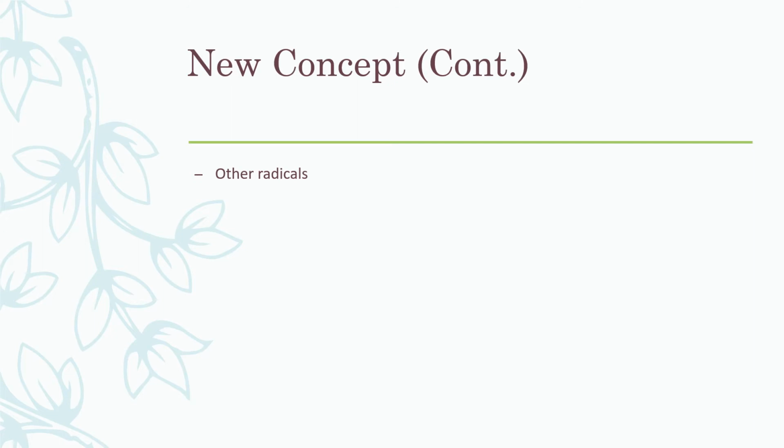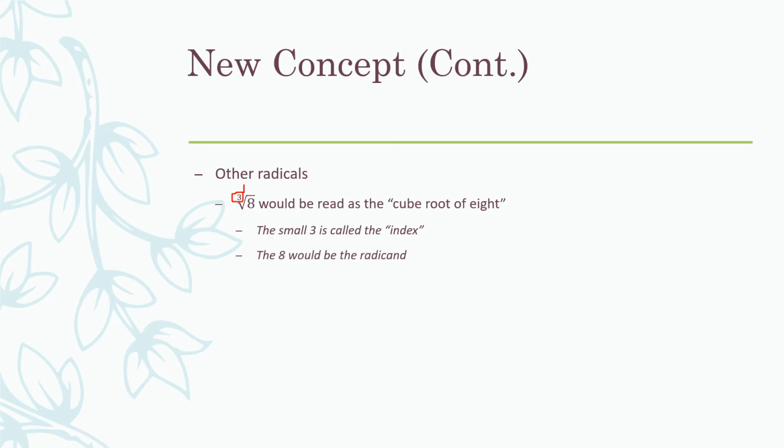There are other radicals besides square roots. For example, here's a cube root of 8. Notice the little 3 we have here makes it a cube root. The little number above the radical symbol is called the index, and in this, the 8 would be the radicand. We could rewrite this if we wanted to solve it as something cubed equals 8. So what number do we know times itself 3 times equals 8? The answer would be 2, because 2 times 2 times 2 is 8.